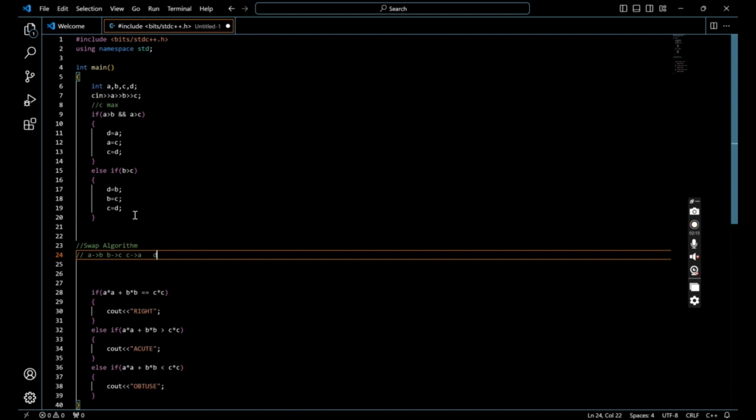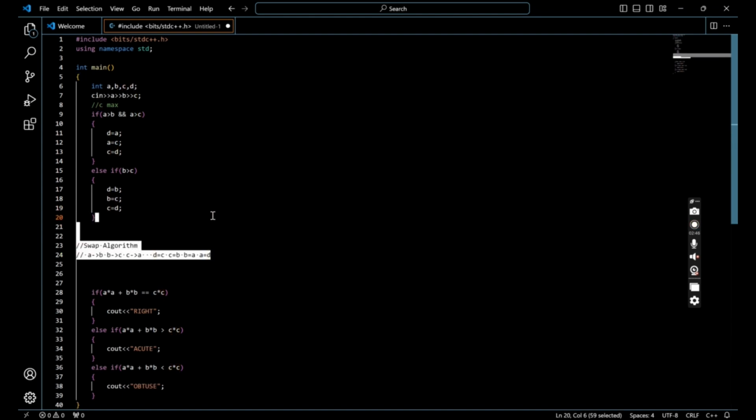D, and then first we put in, I think we should put in C here, and then we should start: C equals B, B equals A, and A equals D. So then, inside C there goes B, inside B there goes A, inside A there goes D, which is C, so this makes sense, and this is the swap algorithm.